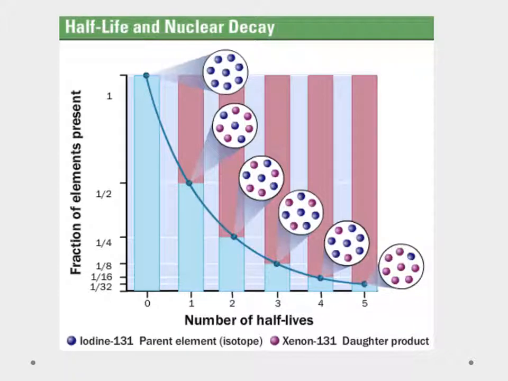So in our example here, we have iodine, and iodine is going to be radioactive, and it's going to decay down into xenon. Now, iodine is going to be the parent element. That means that's what we're starting with. And it's going to form the daughter product. One of the interesting things is this nuclear decay happens over certain rates, and it goes by half-lives.